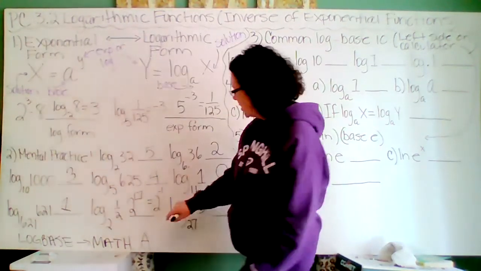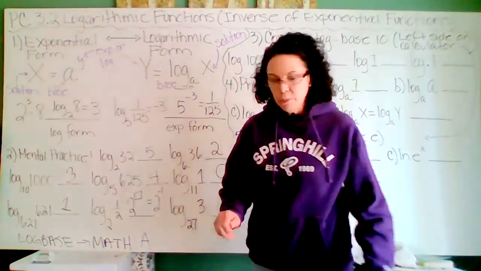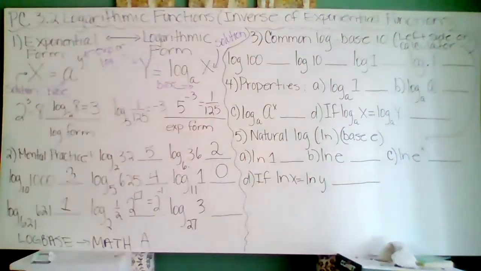There we go. This is still a half. And so our exponent must be, oh, I threw my marker, a -1.